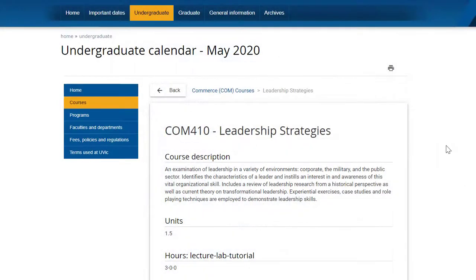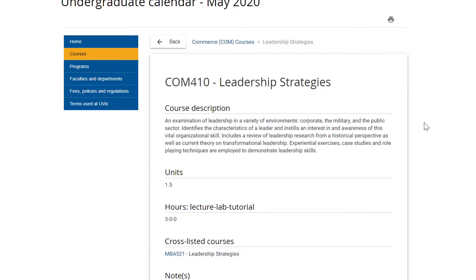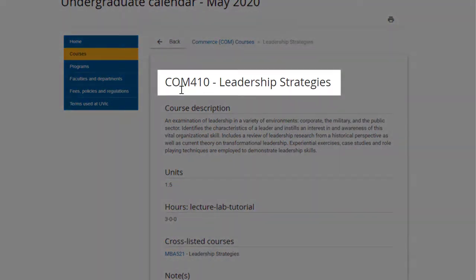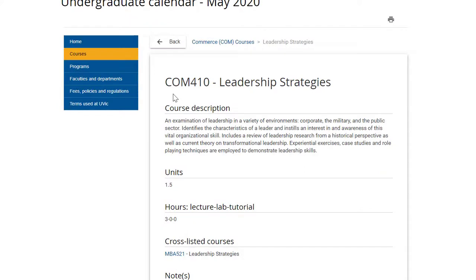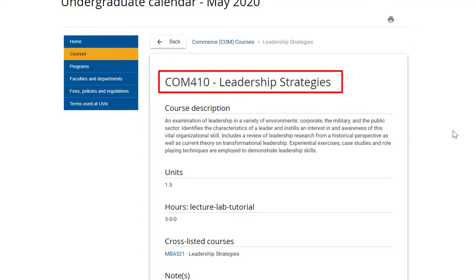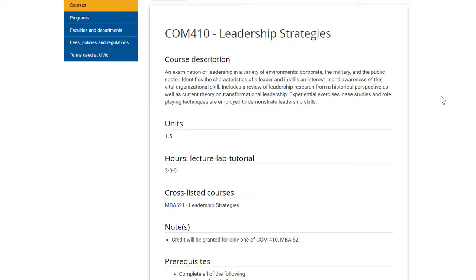Now let's take a closer look at the course detail. You'll notice on the top of each course code, you have the prefix, which is the abbreviation used for the subject area. In this case, COM stands for commerce. 410 indicates the course number, and the title is Leadership Strategies. You'll also notice a detailed course description for every course.